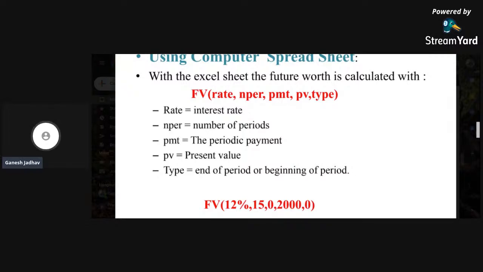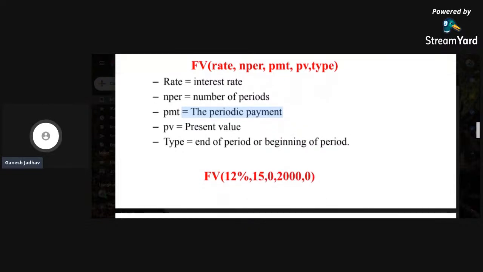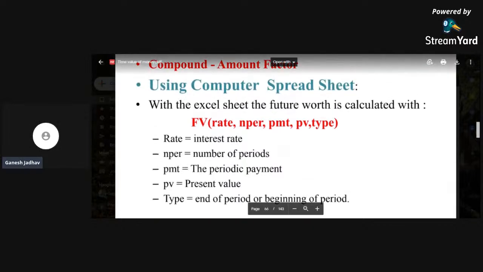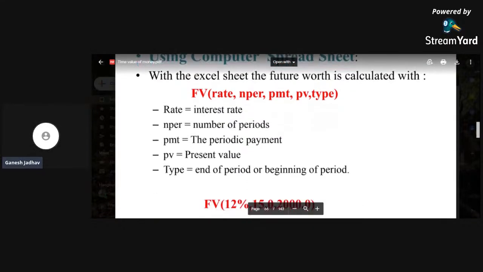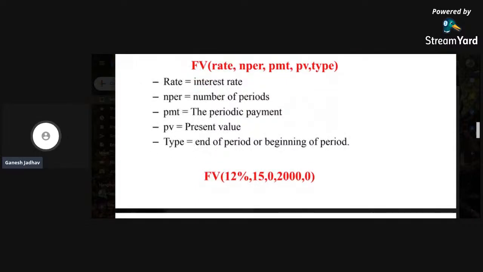Okay, whatever we can say, including your interest. Then the present value, and the end of the period or the beginning of the period. So this is the future value. So 12% is the interest, 15 is the value of n, and 0 is the periodic payment.